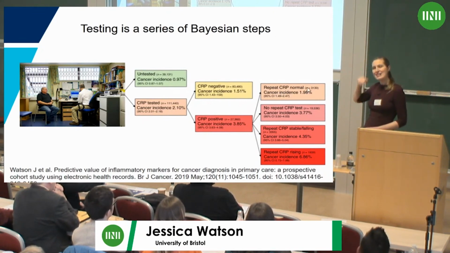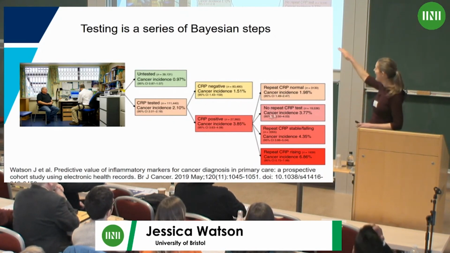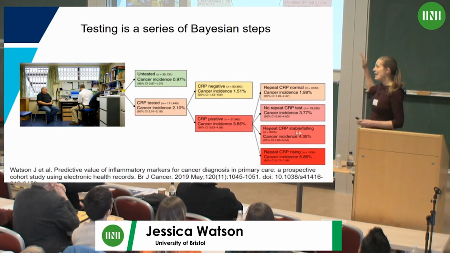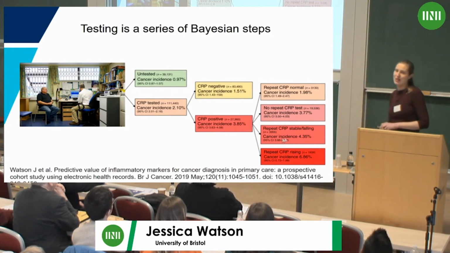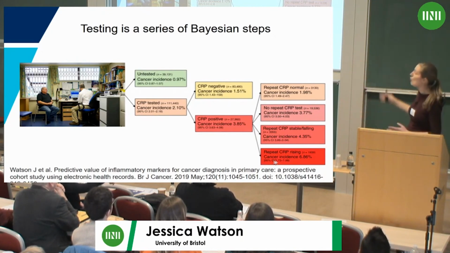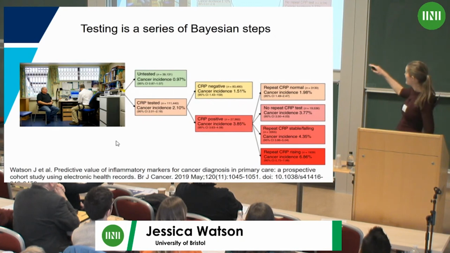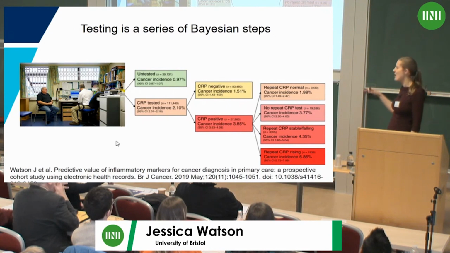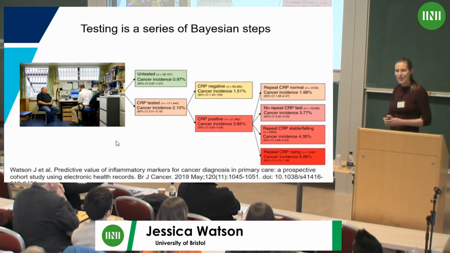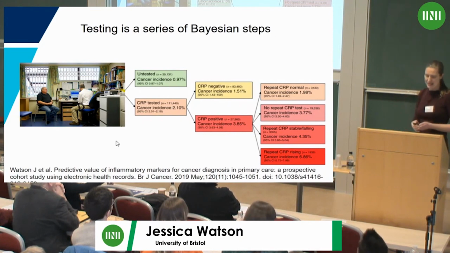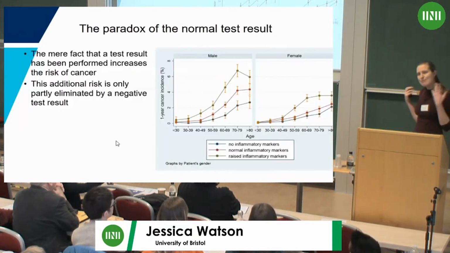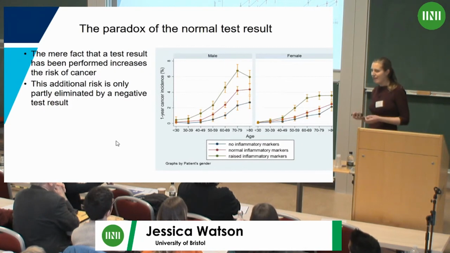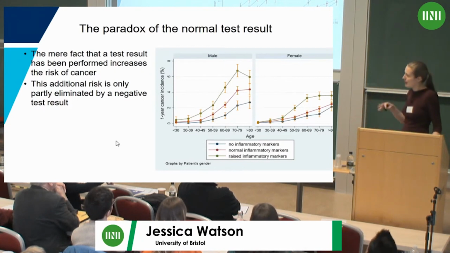Now, if that test comes back negative, the risk of cancer decreases somewhat, but not back to baseline. So you can see that in those patients with a negative test result, risk of cancer is still around 1.5%. If the test is positive, cancer incidence rises, and if a second test is done and the test result is rising further, then the incidence rises still. So you can see how it's a series of Bayesian tests. What this means can sometimes be a bit paradoxical, and I think this is where we can sometimes fall down.